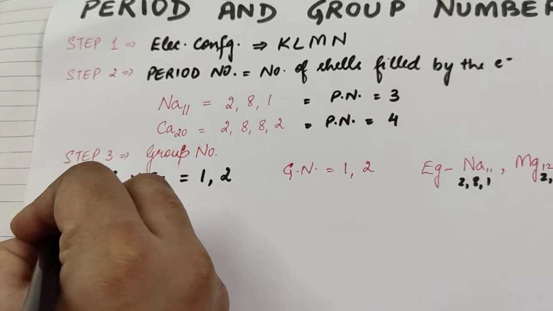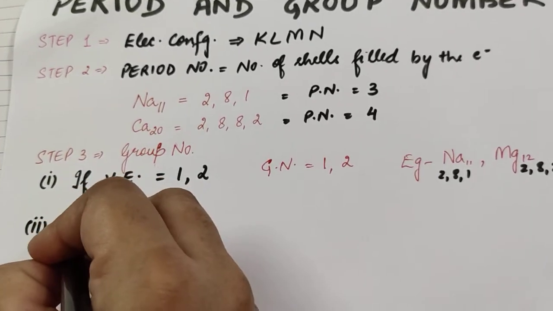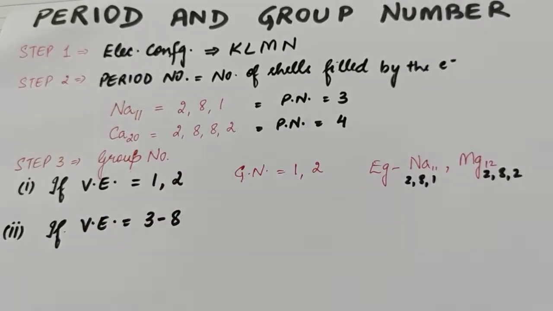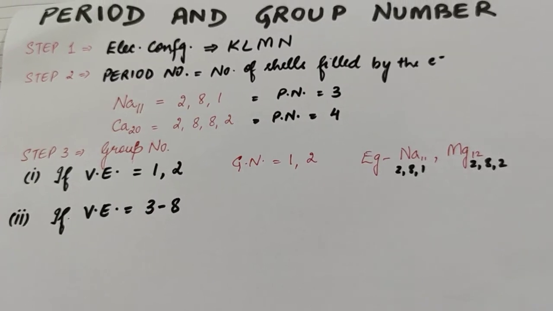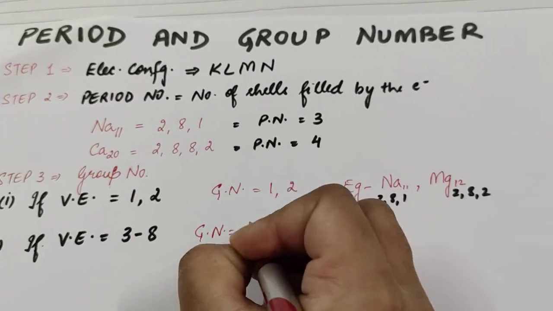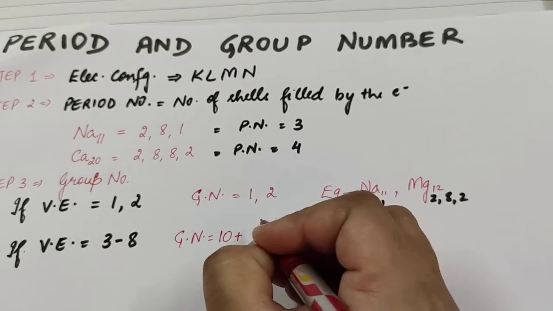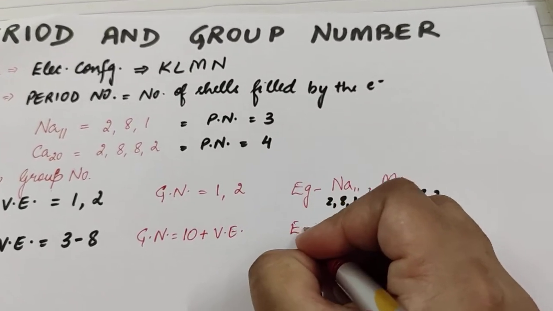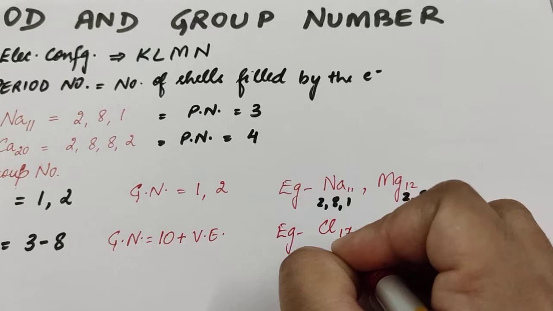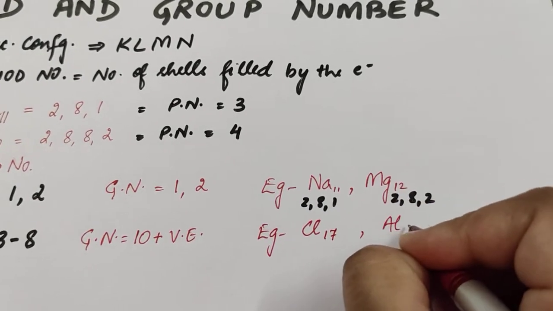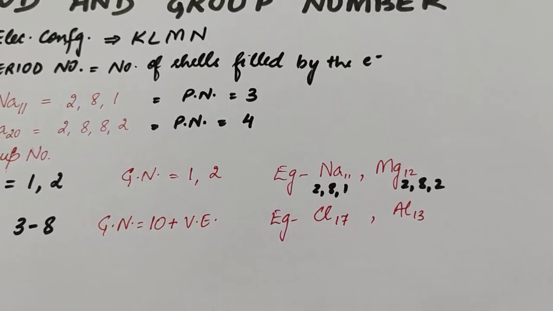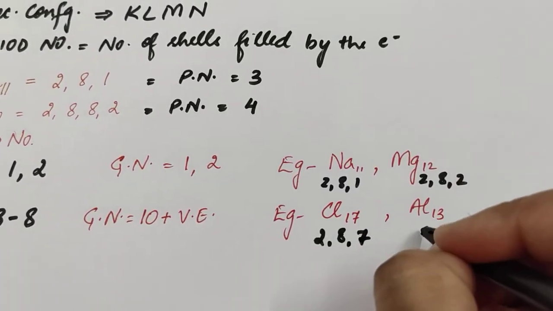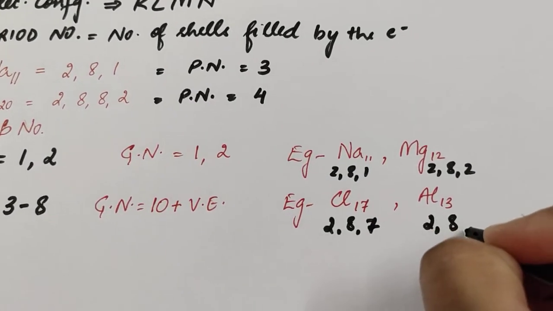Second, if the valence electrons are from 3 to 8, then the group number can be calculated by 10 plus the number of valence electrons. Let's take an example again. Chlorine 17, and let's do aluminium 13. So chlorine will be 2, 8, 7, right? And aluminium will be 2, 8, 3.